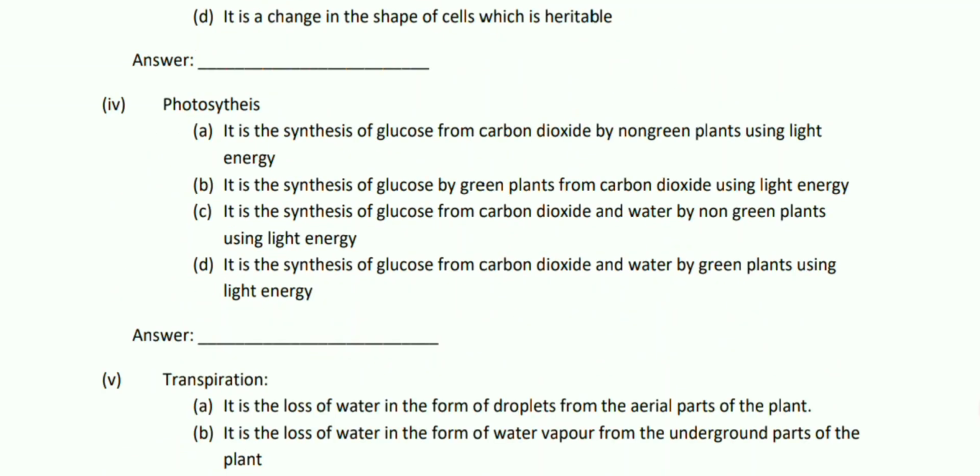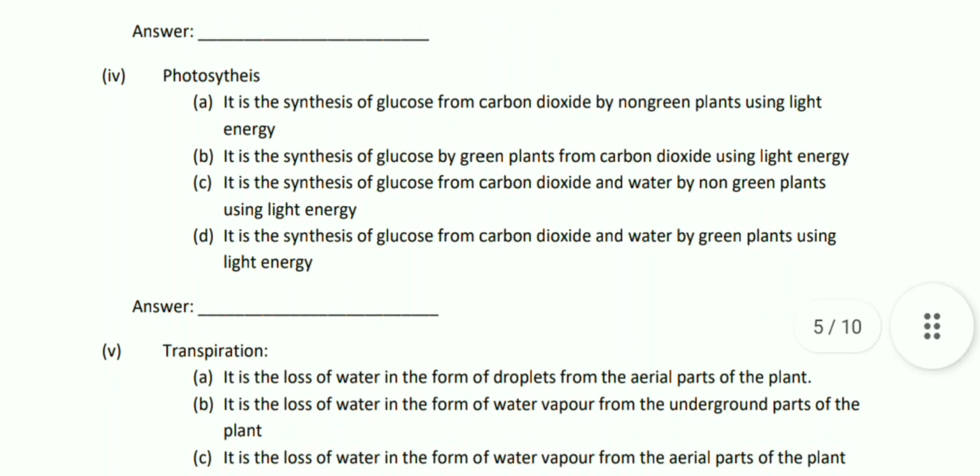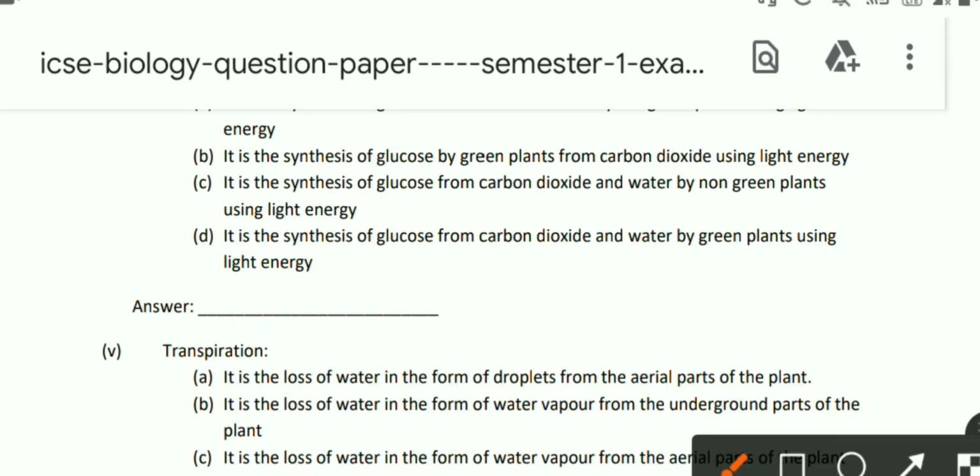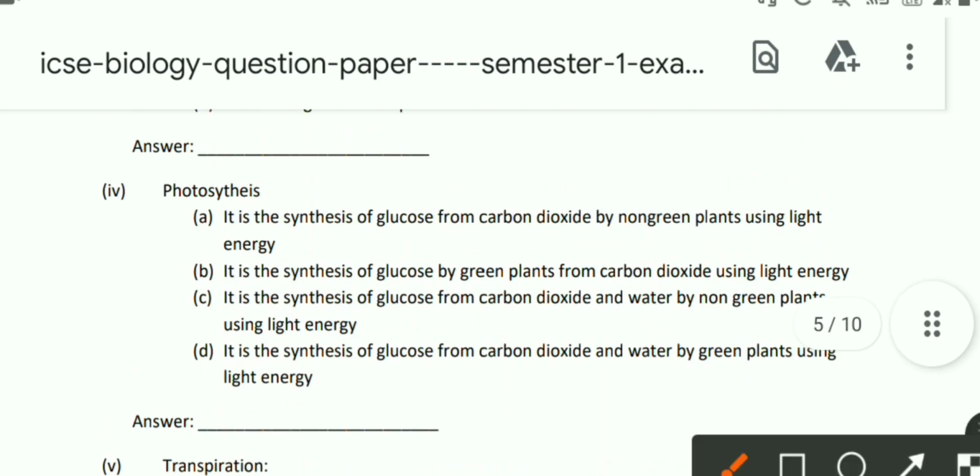Okay, next. Photosynthesis. It is synthesis of glucose from carbon dioxide and water by green plants using light energy. See, kids, the examiner has tried to confuse you over here. By looking at the options, the first thing that will come to your mind is that option C is the right answer. See, it is the synthesis of glucose from carbon dioxide and water. A lot of kids will read up till here and then they'll mark option C. But see, it says non-green plants. That is the catch over here.